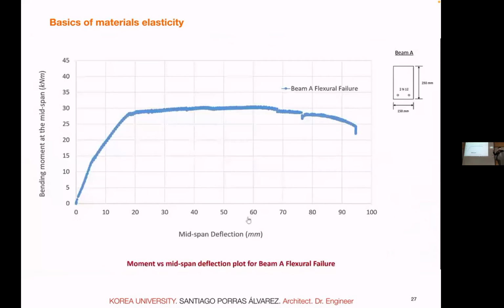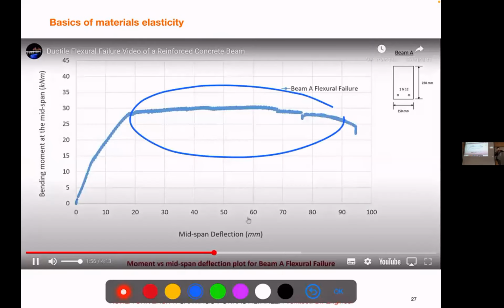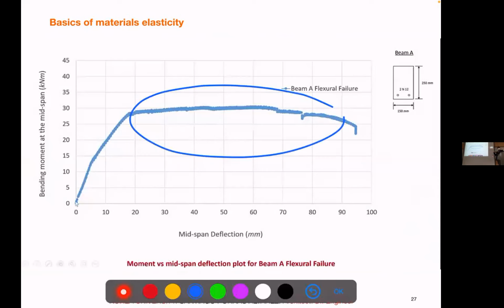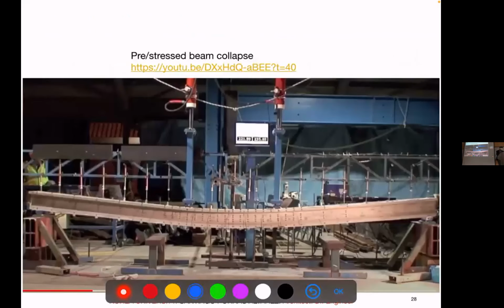If we look into the collapse of a beam, a beautiful moment versus mid-span deflection, you can see a long period of stretching, a very ductile behavior, and then breaking. So this is quite a safe element. Initially, the beam behaves linearly. At this point, the steel is doing most of the work, the concrete in tension cracks, and that's where the beam starts to behave non-linearly. This is the one you are more comfortable with. Let's see what happens with a pre-stressed beam.